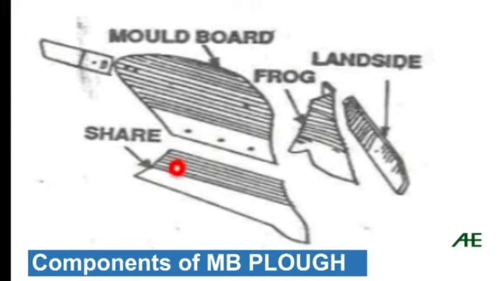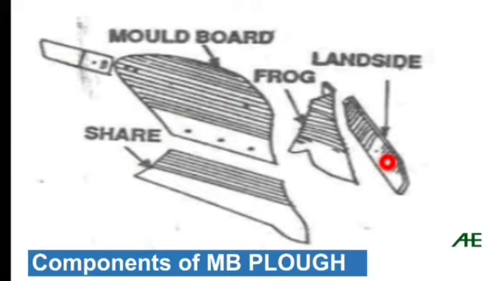First one is the shear. Shear is the important part of the MB plow. It actually penetrates into the soil. So the function of the shear is to penetrate into the soil. Then the moldboard is made up of metal. It has some curvature in its surface. It has gradual sloping and it actually turns the soil. So the moldboard's function is to lift and turn the soil.